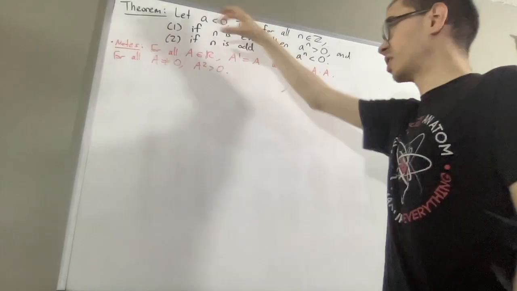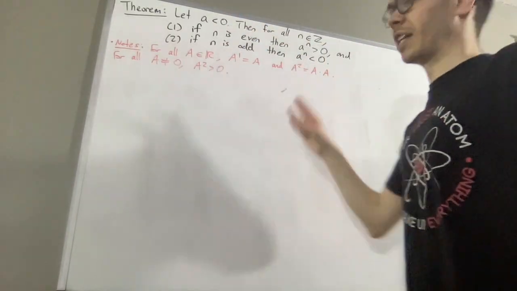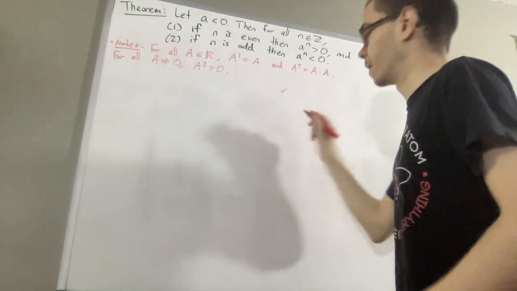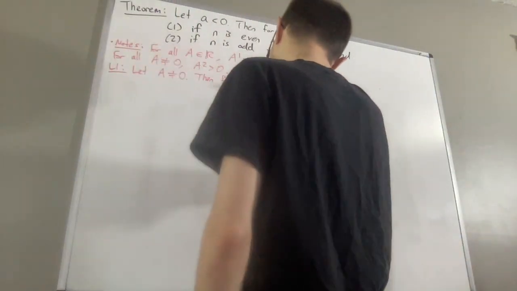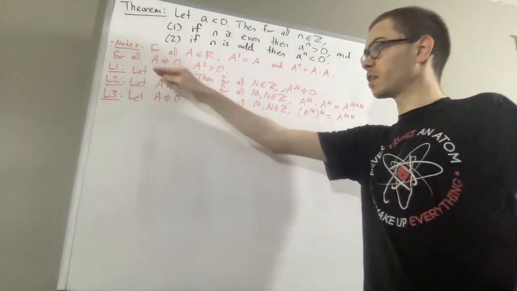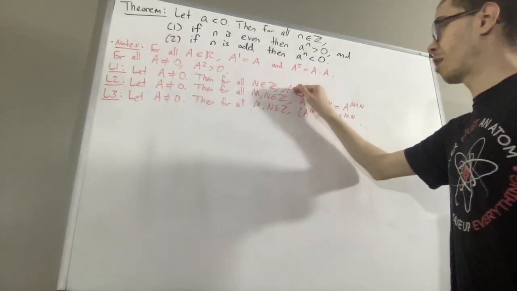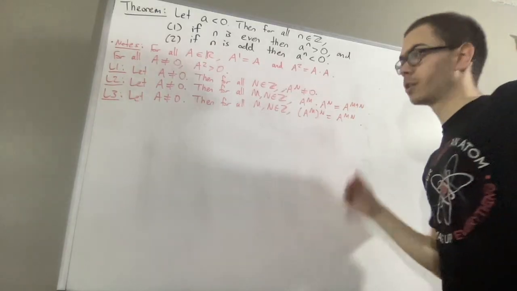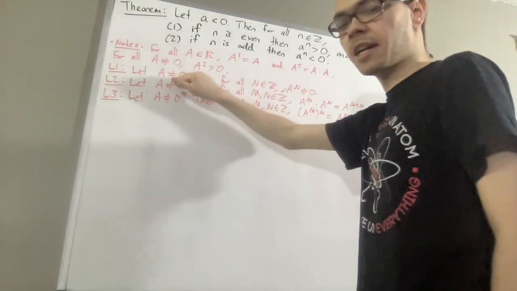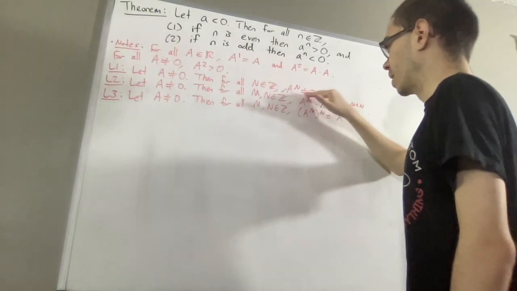Now, in proving this theorem, we are going to be using 3 preliminary results regarding integer exponents that we have proven. First, let a be a non-zero real number. Then for all integers n, a to the power of n is a non-zero real number. So this is telling us if we take a non-zero real number and raise it to the power of any integer, the result will be a non-zero real number.